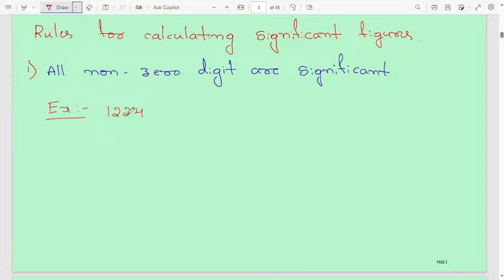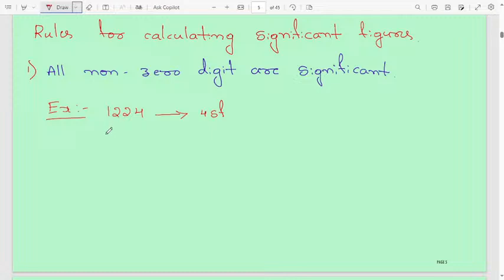Like this number we will consider as a non-zero digit number. Therefore, in this example it contains four significant figures. 1 2 3 4, four significant figures. We will count all the digits. 1 2 3 4, four digits we have, four significant figures. And these four digits are also non-zero digits, not even one digit is a zero.